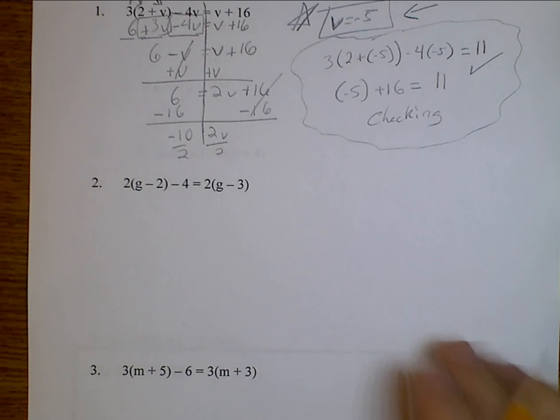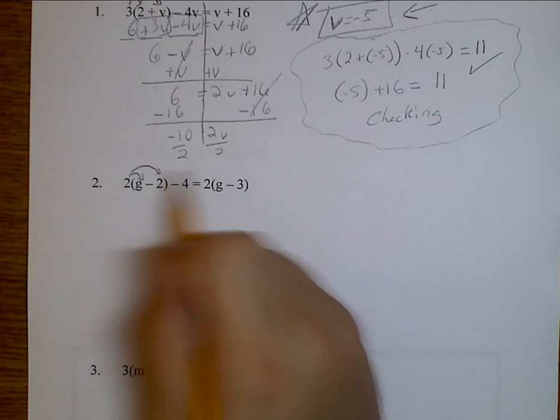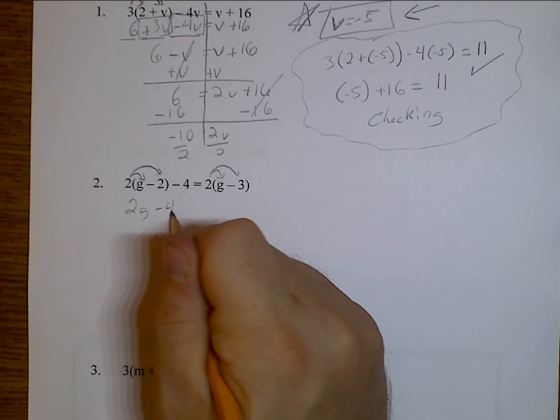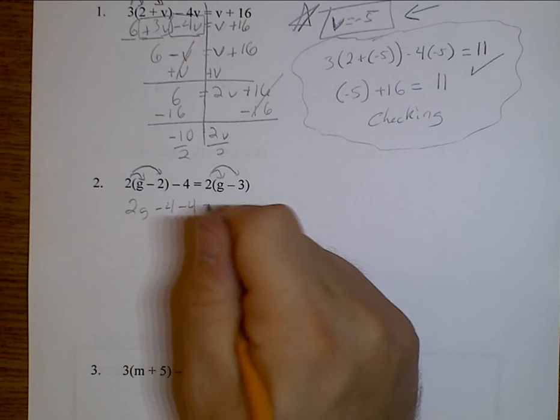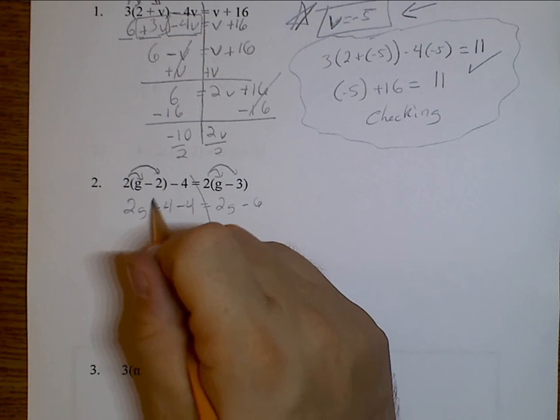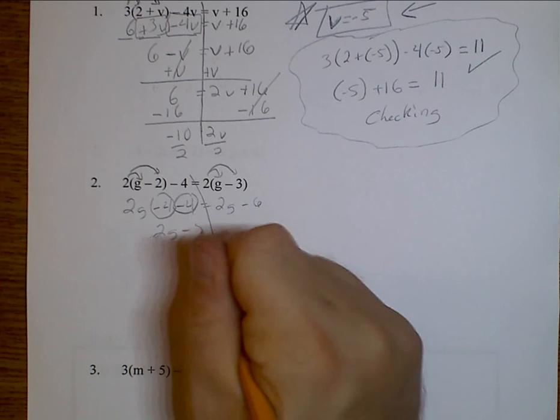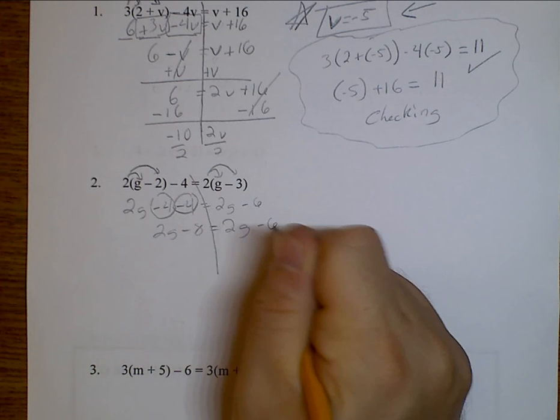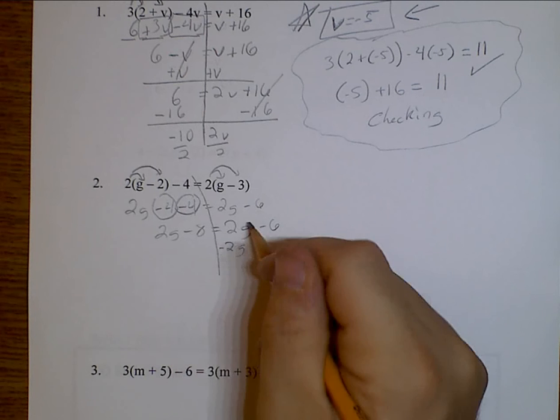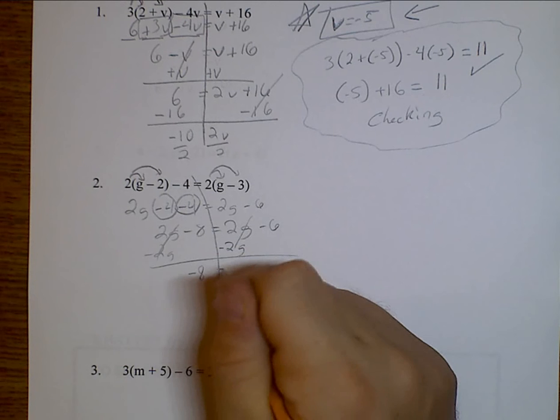Moving on to problem number 2. The first thing I need to do is I need to distribute. And distribute. That gives me 2g minus 4 equals 2g minus 6. Well, I can combine those 2 minus 4s. That gives me 2g minus 8. Equals 2g minus 6. Move all of my variable to one side. I'm just going to go ahead and eliminate this 2g, which eliminates it on the other side, and I get that negative 8 equals negative 6.